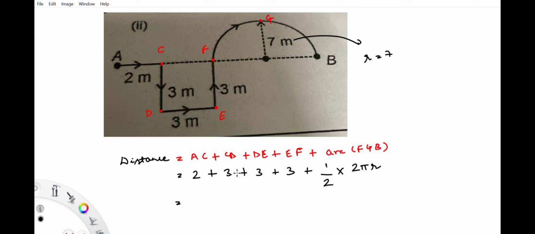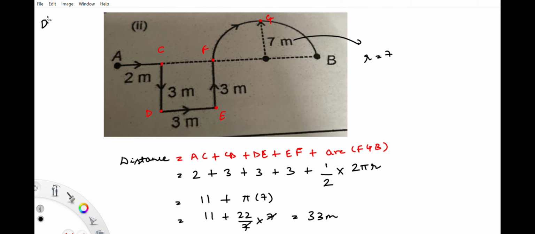So I add up all these values. I get 3 plus 3 is 6, 6 plus 3 is 9, 9 plus 2 is 11, 11 plus pi into 7, because r is 7, and let us take pi as 22 by 7. So the 7s get cancelled, and I get 33 meters as my distance, or the total path length.